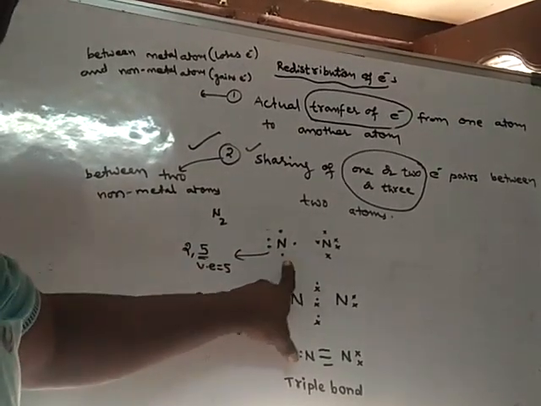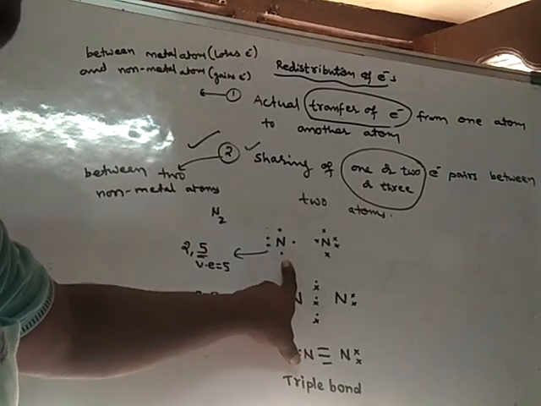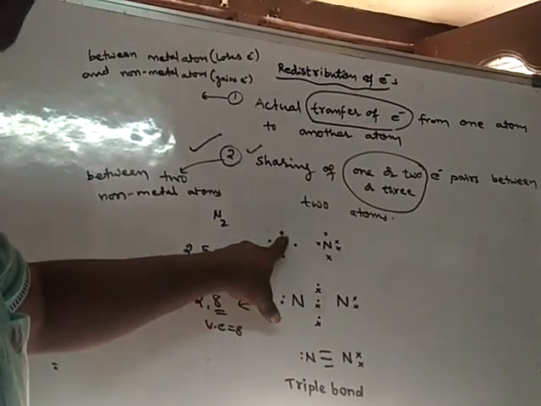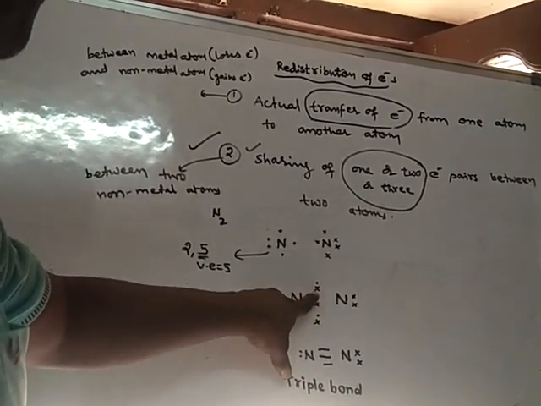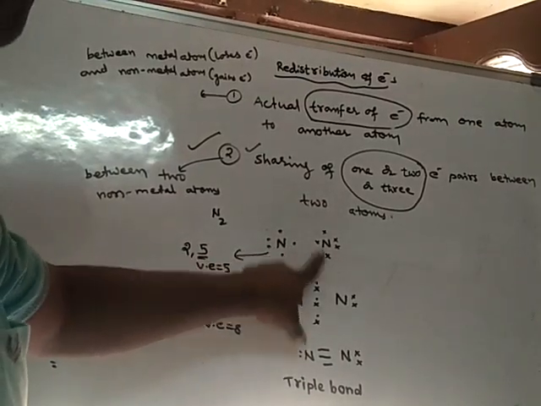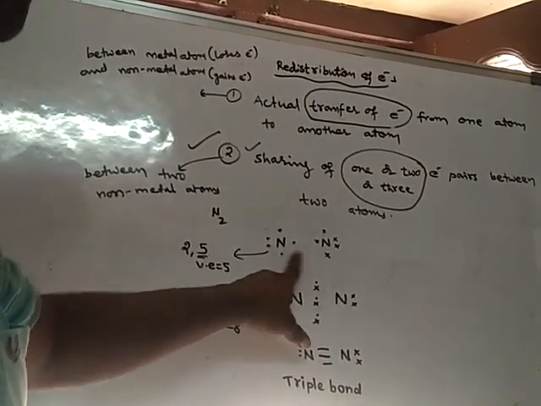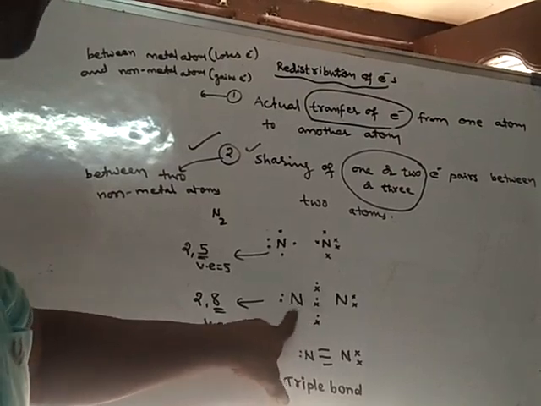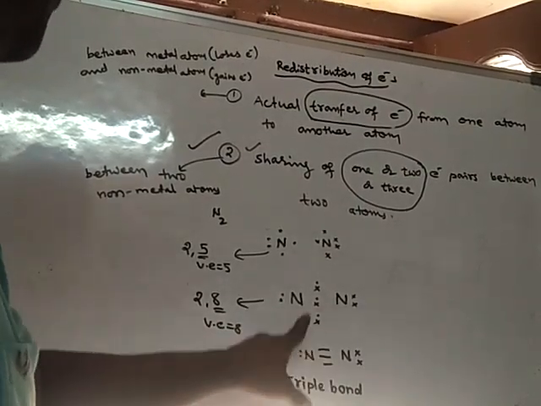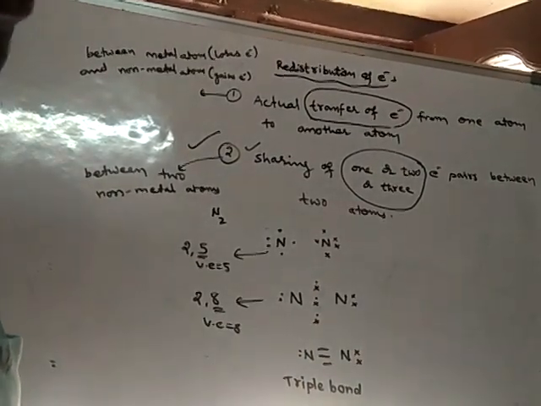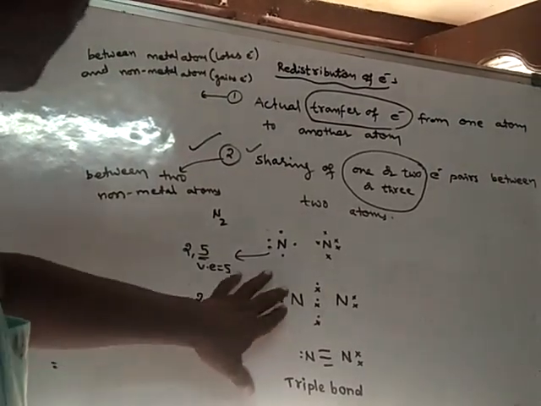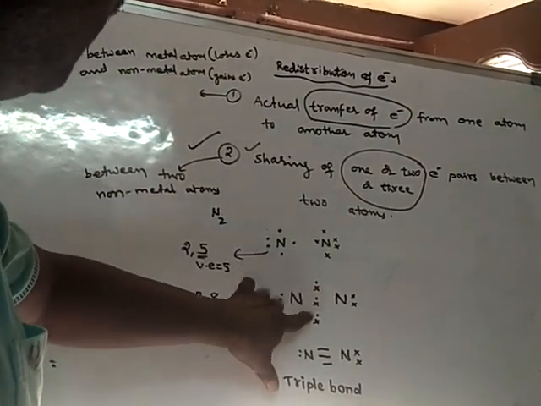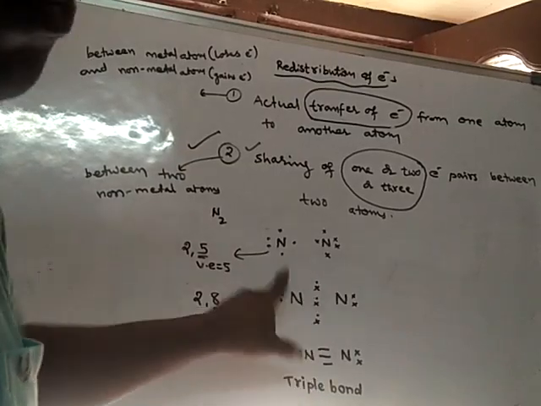So when these two nitrogen atoms approach each other, what happens? This electron and this electron will form a pair. This electron and this electron will form another pair, and these two electrons will form another pair. So now between these two nitrogen atoms, 3 pairs of electrons are formed. Okay. So now what happened? These three pairs of electrons are shared by both the atoms.